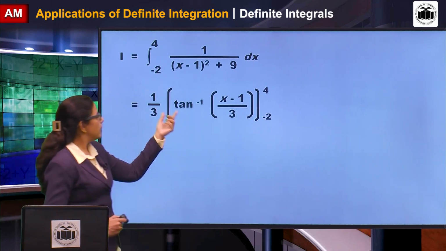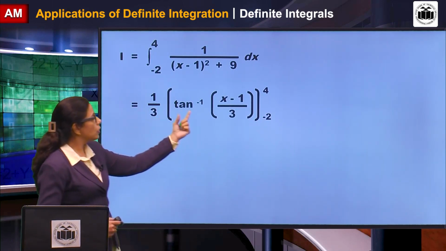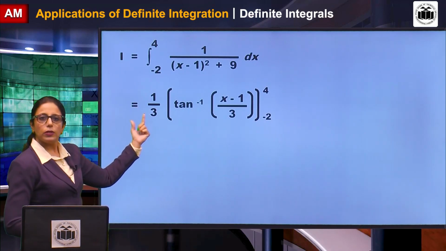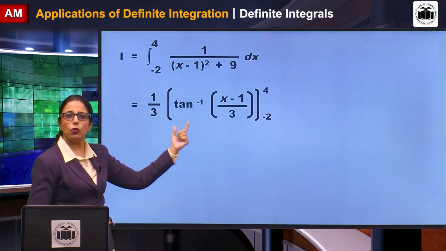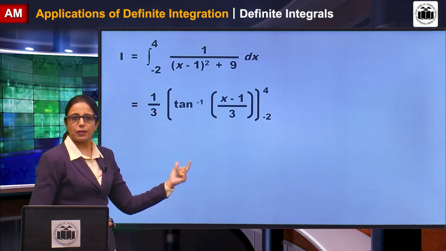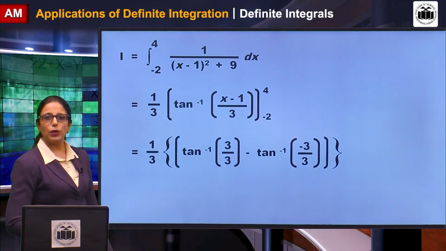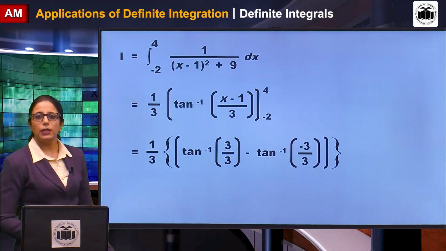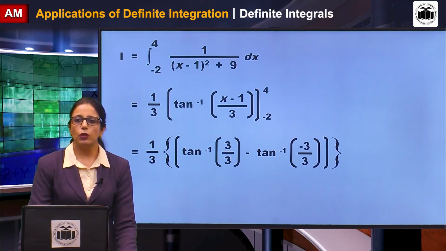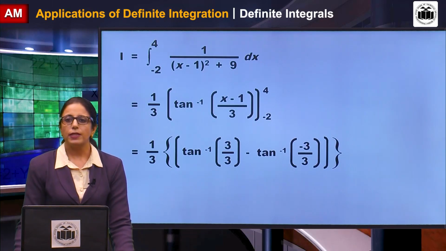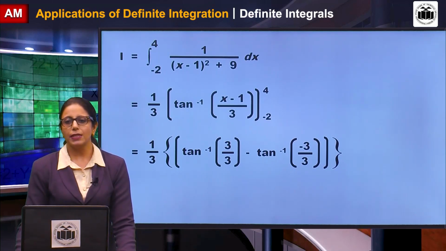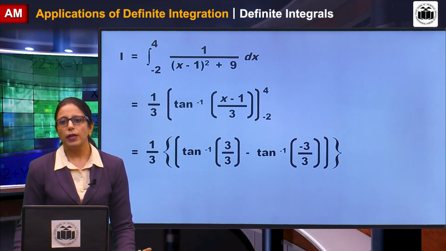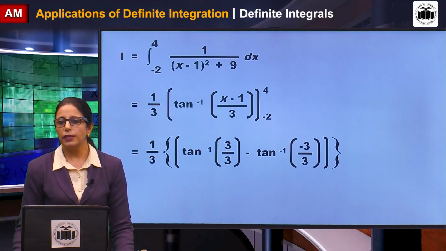Now as I again said, the 1 by 3 which is a constant coefficient is to be taken outside the limit sign because you are not applying the limits on a constant, you are applying the limits only on the variable x. So what do we get when we apply the limits? When we take x as equal to 4, that is the upper limit, we get tan inverse 3 by 3 minus the application of the lower limit, that is taking x as equal to minus 2. So we get tan inverse minus 3 by 3.